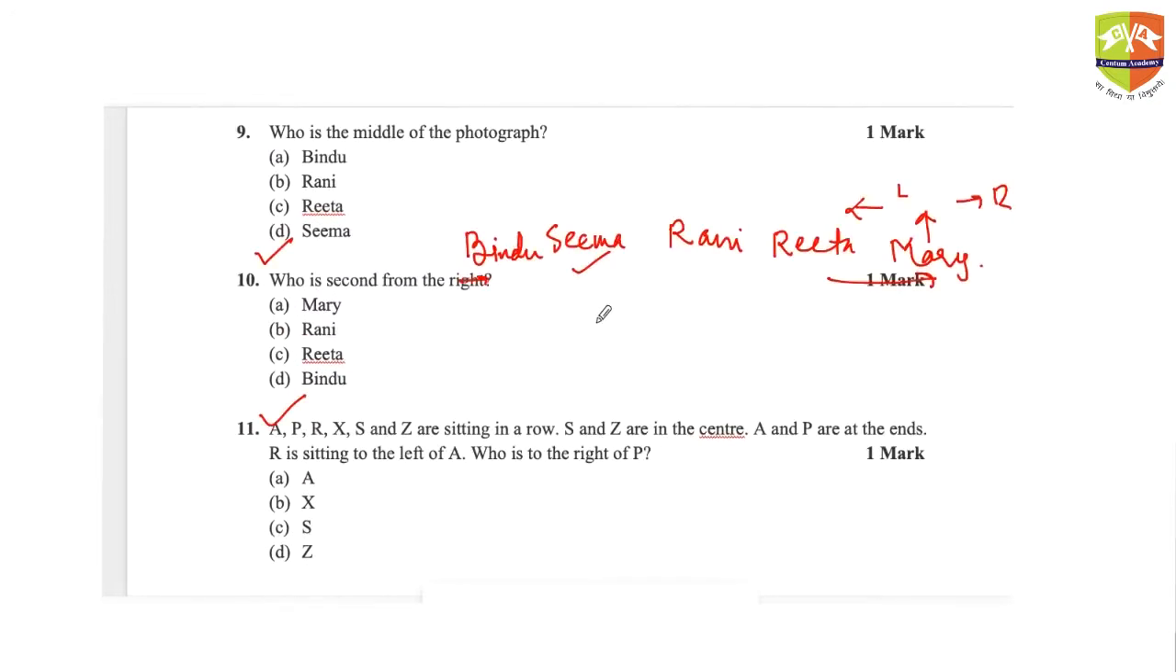Now question number 9, what's the answer? Question number 9 tells me who is in the middle of the photograph. Rani is in the middle of the photograph. Who is second from the right? Rita is second from the right. Okay, question number 11 is altogether a different question, so you'll have to solve it. Solve question number 11 now.